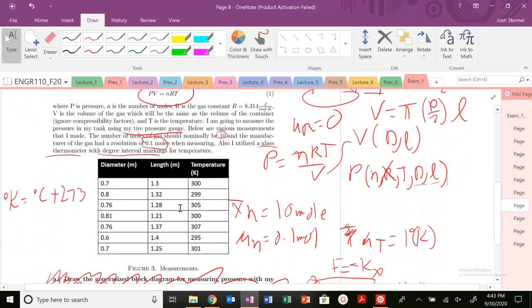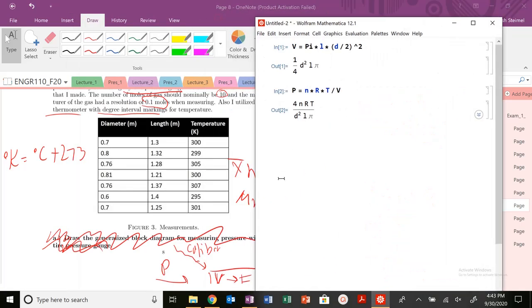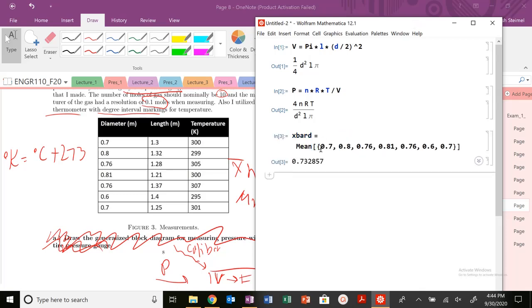But we're also given a list of data sets. So we need to figure out the precision error here first. There's precision error because we have a list. So let's go ahead and calculate that out right now. Let's call this X bar D. It's going to be the mean of this list: 0.7, 0.8, 0.76, 0.81, 0.76, 0.6, 0.7. I'm also going to do the standard deviation of this list.